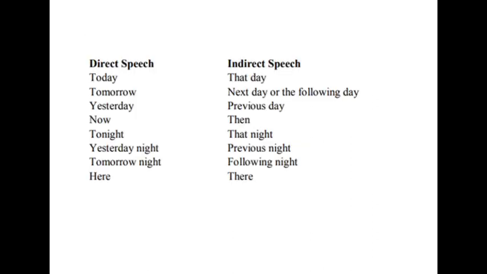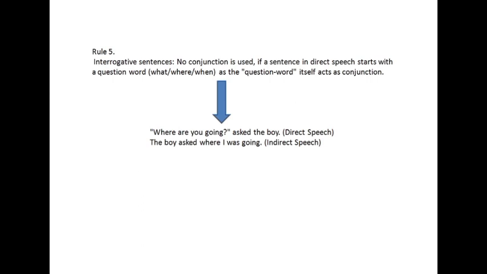Rule number 4, change in time and place words. In direct speech we have today, it became that day in indirect speech. Tomorrow became next day or the following day. Yesterday became previous day, now, then. Tonight, that night. Yesterday night, previous night. Tomorrow night, the following night. And here became there.